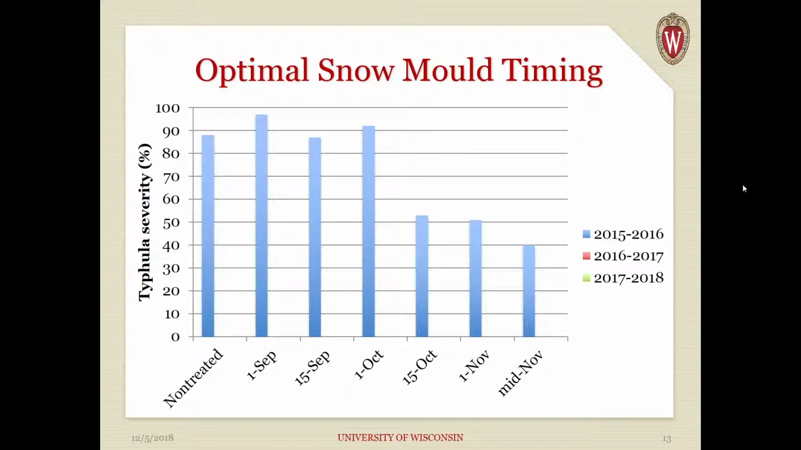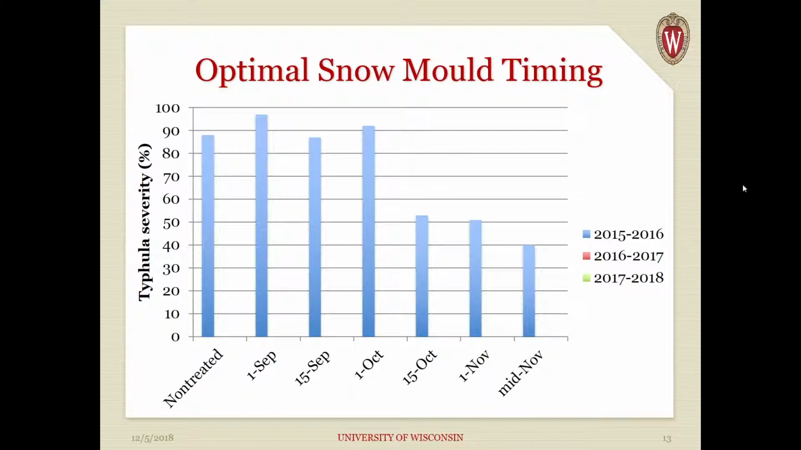So in years 2 and 3, we moved it over to a different area of the same fairway, and we got much more consistent results. One note on this mid-November treatment, that's the floating treatment. I just put mid-November because in year 1, the application was on November 17th. Year 2 was on November 14th. Year 3 was on November 15th.